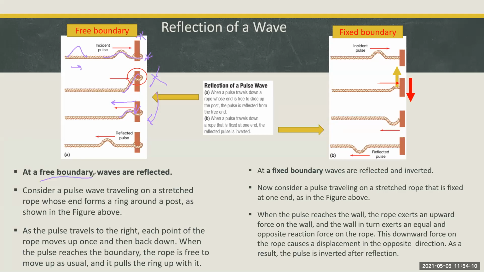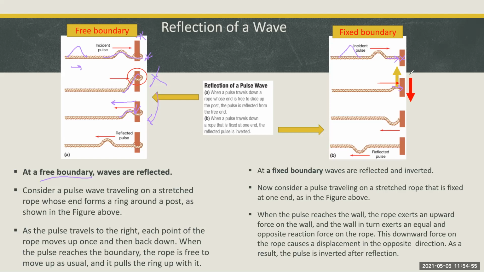So, at a free boundary, waves are reflected. Now let's see what happens in a fixed boundary. A fixed boundary is an end that doesn't move. Okay, so the rope at that end is never going to move. It's going to be totally fixed. So in this case, the wave is coming to the right, but once it hits the fixed boundary, it's not able to move the rope up or down. Okay, so it's totally fixed. But still, the wave is being reflected.